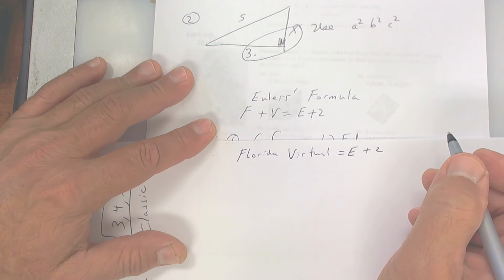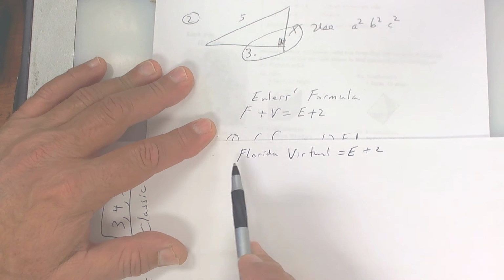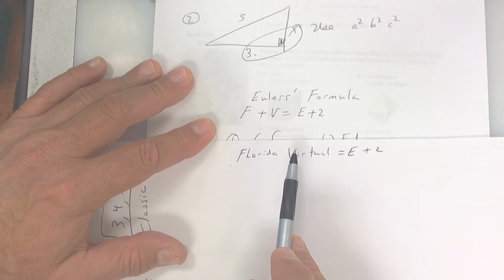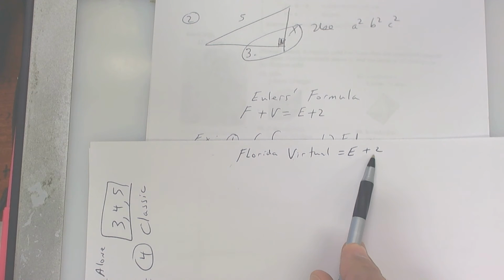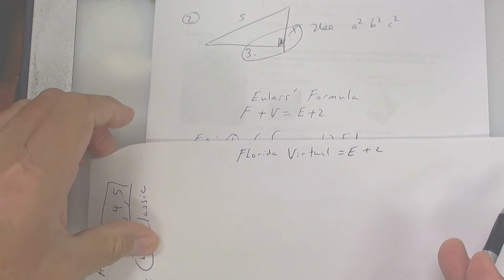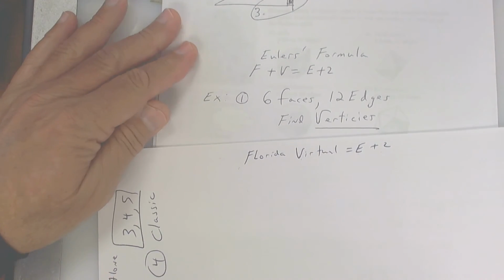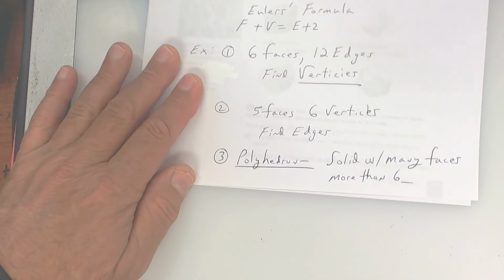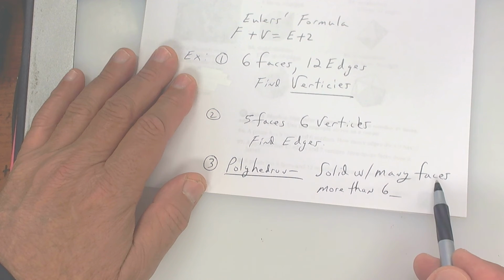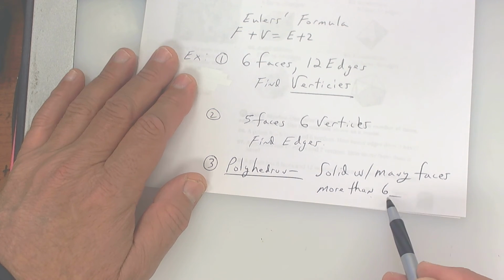Let's see if there's something else. Florida virtual school episode 2. Maybe there's something better out there. Anyway, let's take a look at how we're going to use this on today's worksheet. Well, there's something called a polyhedron, so let's do that first down here. A polyhedron is a solid with many faces, usually more than 6.